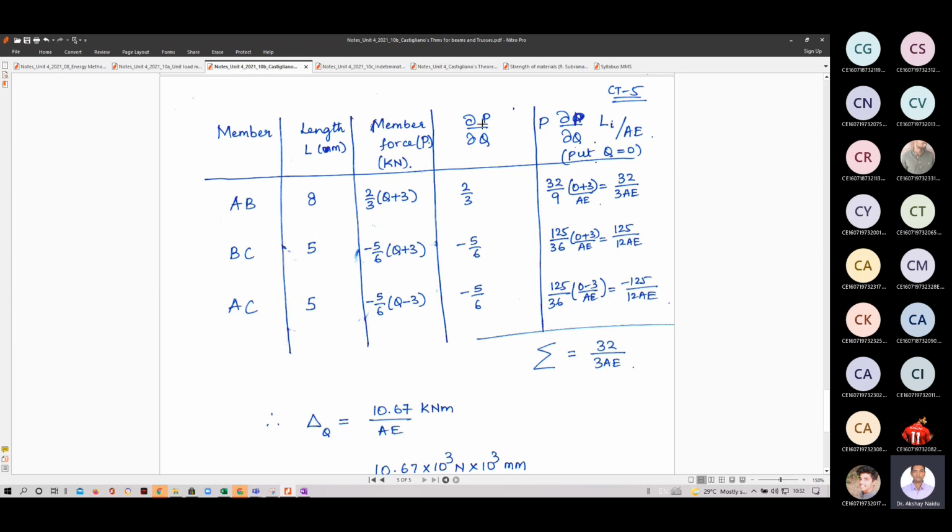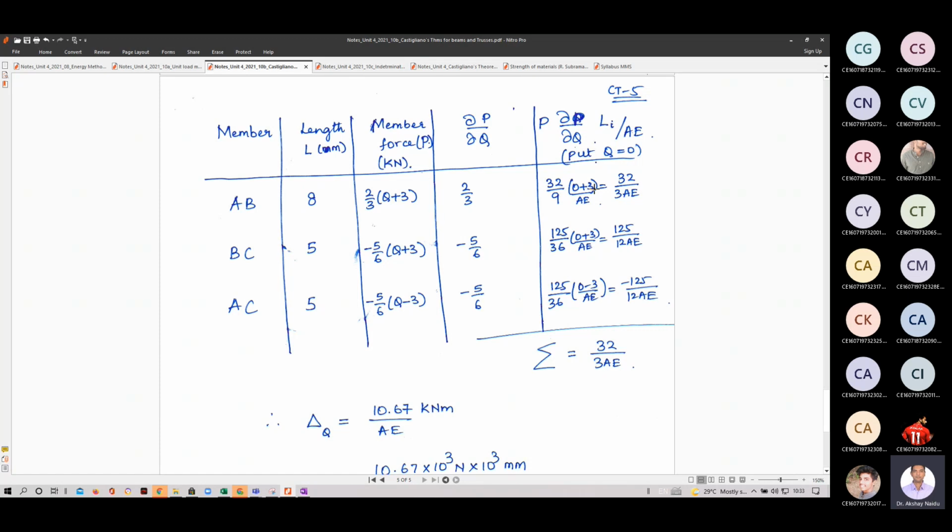You have found P, the member force. Differentiate this partially with respect to Q. Differentiating with respect to Q, you get 2 by 3, here minus 5 by 6, here minus 5 by 6. Now what you have to do? P times dou P by dou Q times L. So column 2 into column 3 into column 4, these three you have to multiply. When you multiply, you get 32 by 9 into Q plus 3.